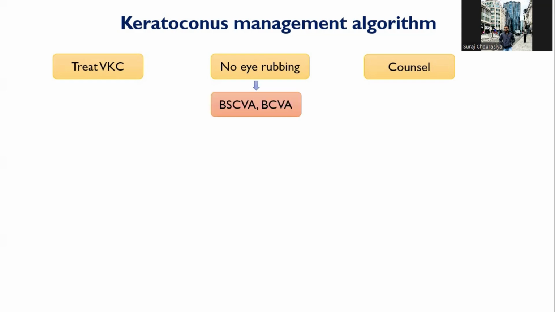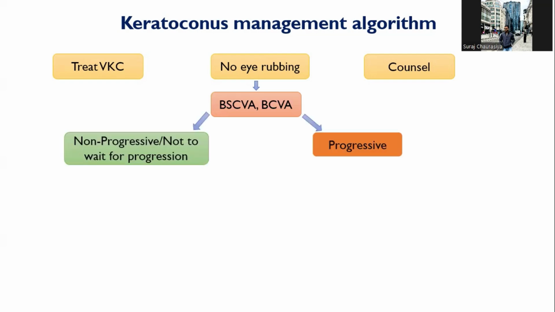So, during the initial visit, after assessing the patient's vision, conduct a contact lens trial to evaluate their vision potential if their vision isn't improving with glasses. And in the follow-up visit, it is important to assess whether the disease is progressive or non-progressive.